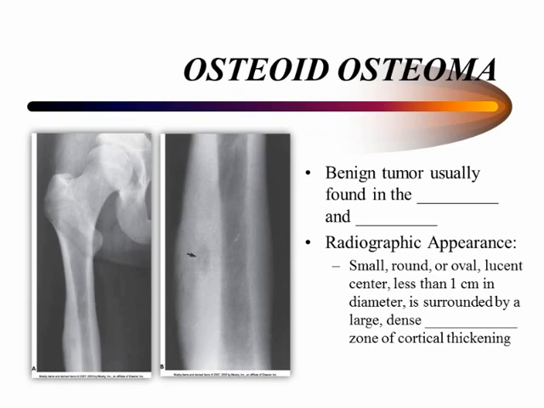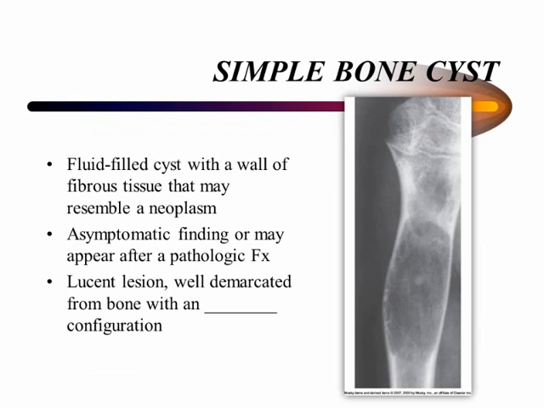Osteoid osteomas usually develop in teenagers or young adults and produce the classic clinical symptom of local pain that is worse at night and is drastically relieved by aspirin. Most of these tumors occur in the femur and tibia, originate from osteoblastic cells, and are less than 1.5 centimeters in diameter. The tumor is typically seen as a small, round, or oval, lucent center less than 1 centimeter in diameter that is surrounded by a large, dense sclerotic zone of cortical thickening.